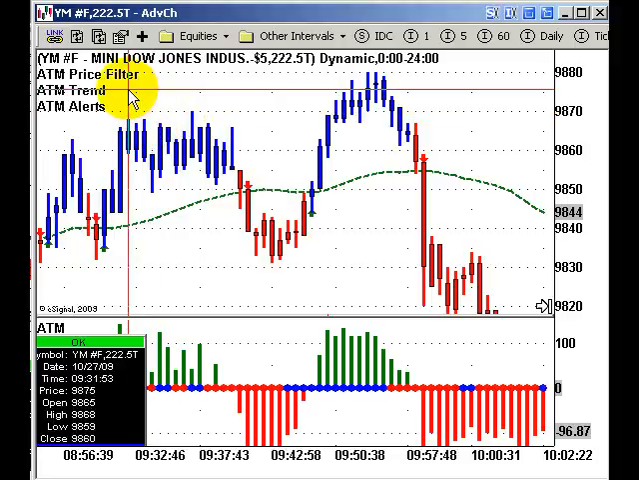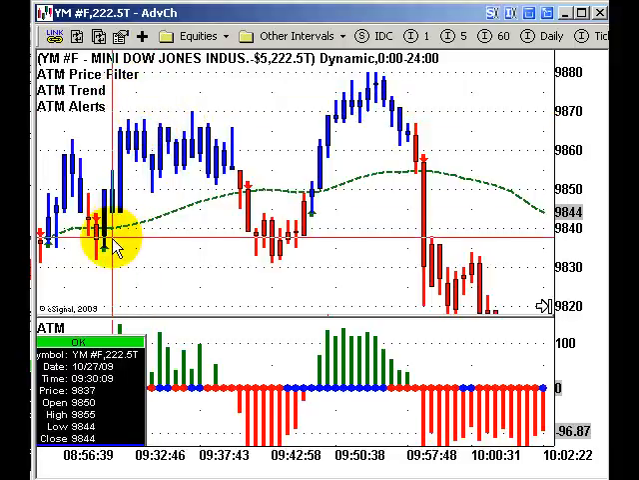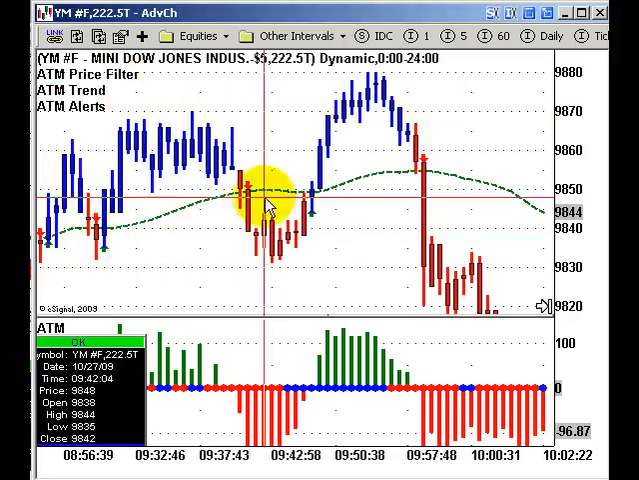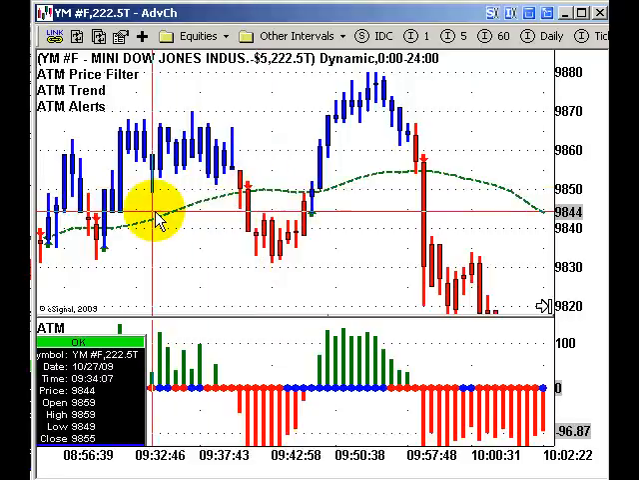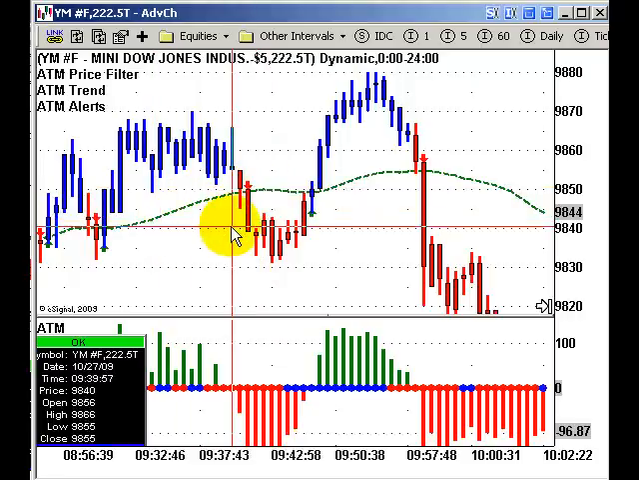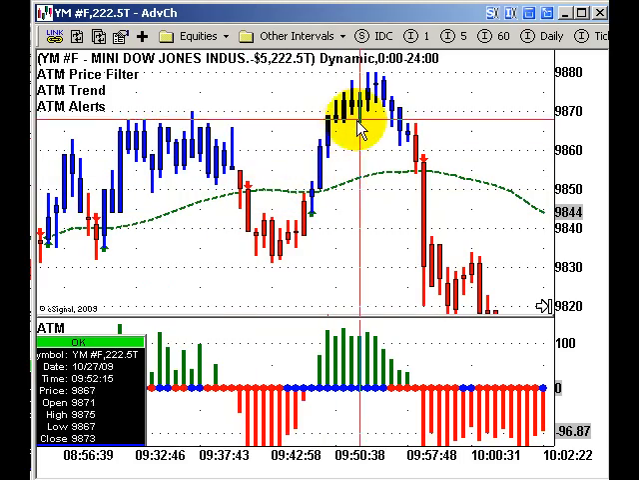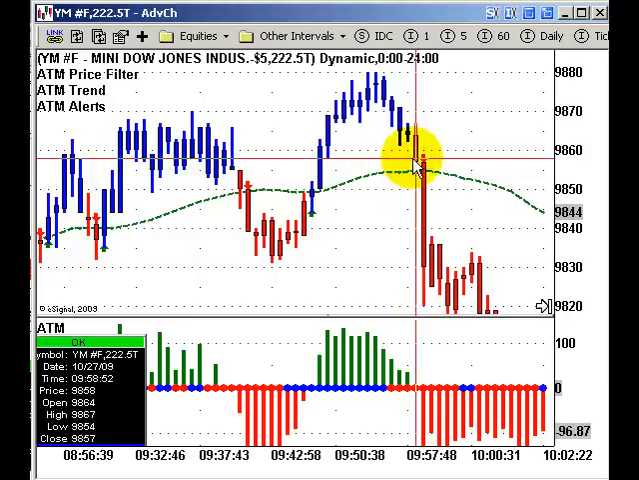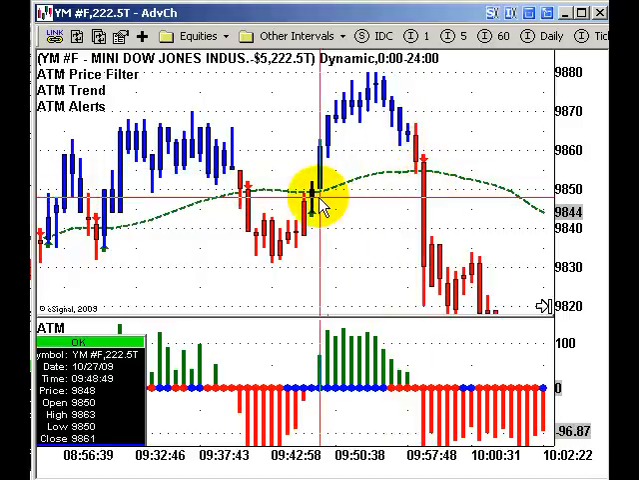But basically, there are three parts to the system. We have our trend line. We always want to go in the direction of the trend. We have our ATM price filter that colors the bars. If the bars are red, we're only looking at shorts. If they're blue, we're looking for longs.